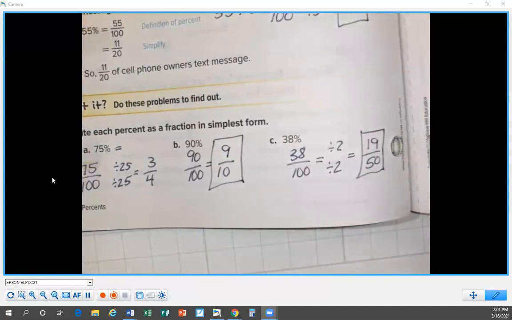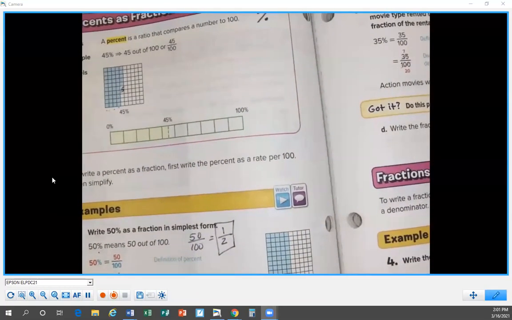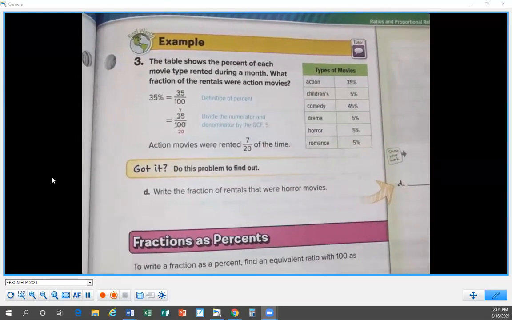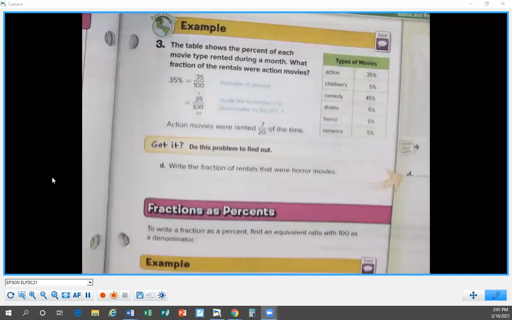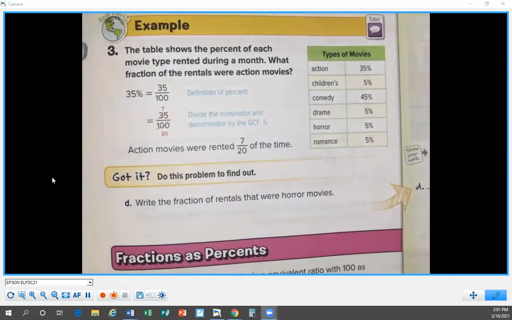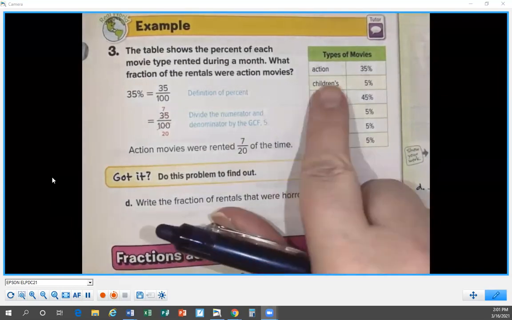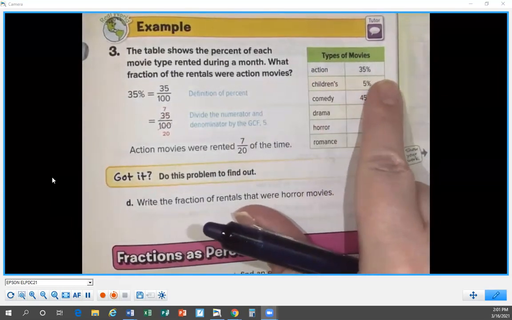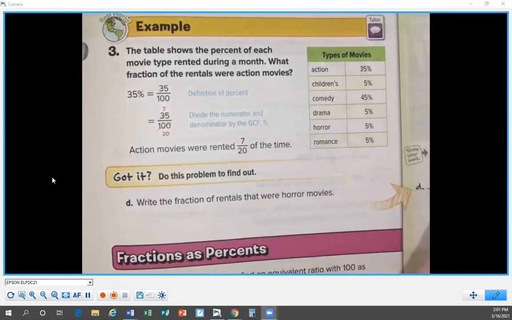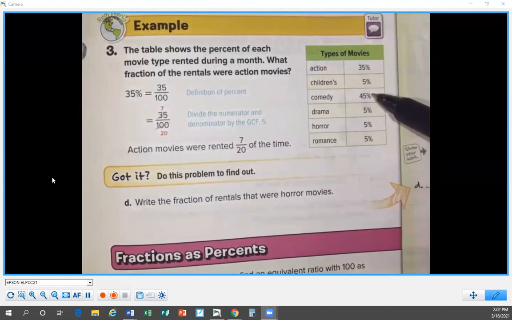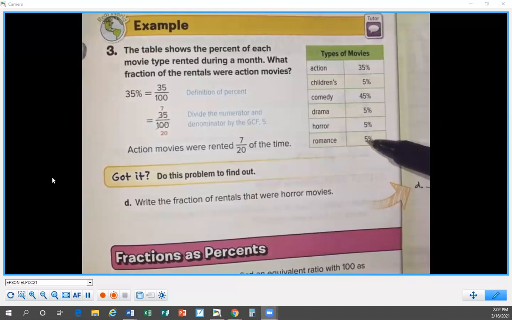Let's take a look at the top of page 103. Number 3. The table shows the percent of each movie type rented during a month. What fraction of the rentals were action movies? When we look at action movies, we see there were 35%. So what fraction is that? Do these add up to 100? Let's see. 40 plus 30 is 70, 75, 80, 85, 90, 95, 100. So yes, it does add up to 100%.